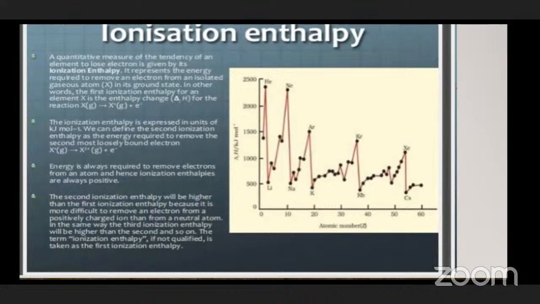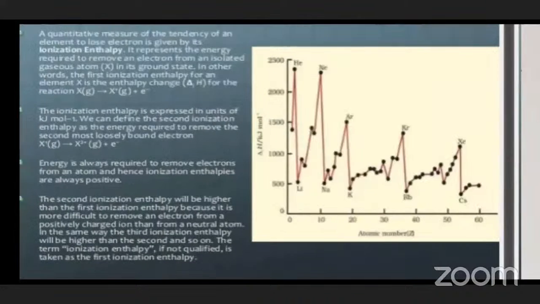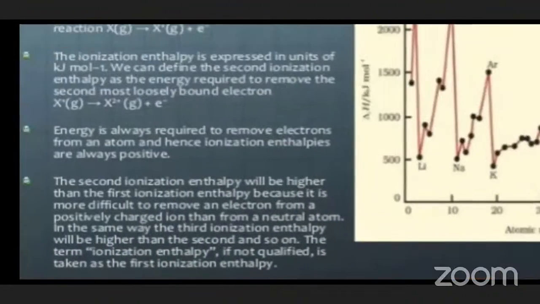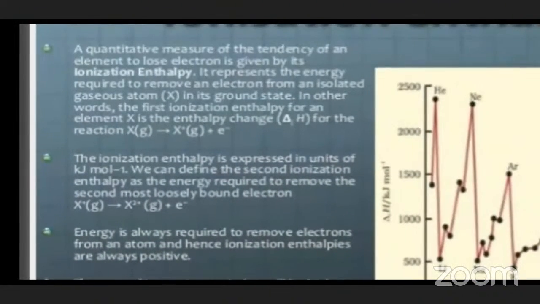If you observe here, X is the neutral gaseous atom. Observe clearly, children. This is the gaseous atom X. Then we are removing an electron, that is plus e minus. When we remove an electron from a gaseous atom, X becomes X plus cation in the gaseous form. This is called the first ionization energy, because we have removed only one electron. The ionization enthalpy is expressed in units of kilojoule per mole, or kJ mol inverse.